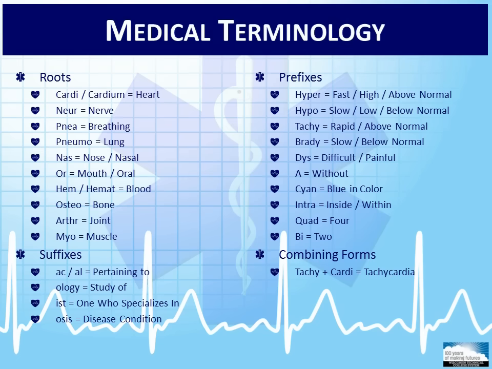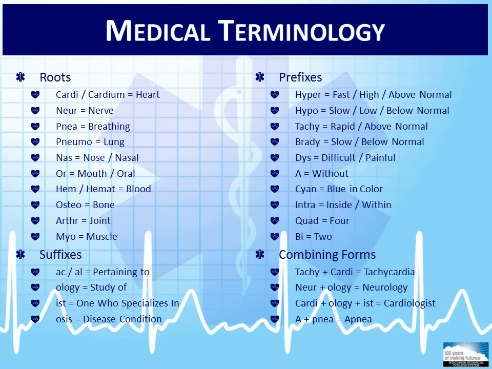For instance, adding tachy to cardi forms the word tachycardia, meaning a fast heart rate. Neur in ology is neurology, the study of nerves and the neurological system. Cardi plus ology and ist is cardiologist, one who specializes in the study of the heart. A is without and pnea is breathing. Combine the two is apnea, or the absence of breathing. Similarly, dis plus pnea is dyspnea, which means difficulty breathing.